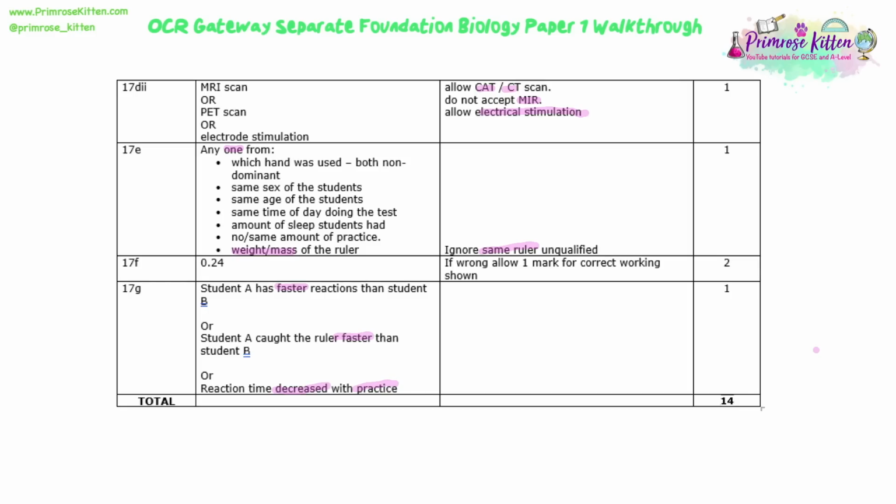So these are the options we could have for a conclusion, but it's the way you write them. You can't just say higher number or caught in less time. It's this idea that we understand we're testing reaction time. So it's about faster or slower reactions, or catching the ruler faster or slower, or this idea that we've spotted the pattern that as they caught it more times and practiced more, their reaction time decreased. So that's only one of those, and you can get a mark for that. Just be careful how you write it.